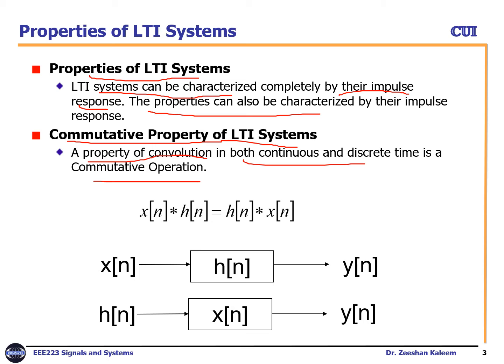As you know, commutative means that if the position of one variable is changed, it doesn't affect the result. So in this case as well, for convolution, if you change the position of the variables x[n] and h[n], it will not affect the result. For example, x[n] convolved with h[n] is equal to h[n] convolved with x[n]. So x[n] with h[n], you get y[n], and h[n] with x[n], similarly you get y[n].